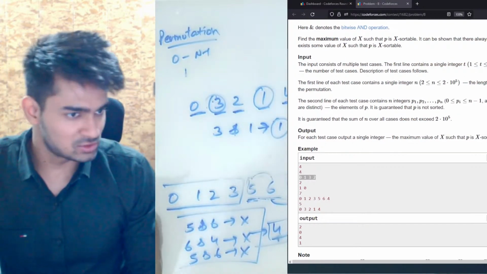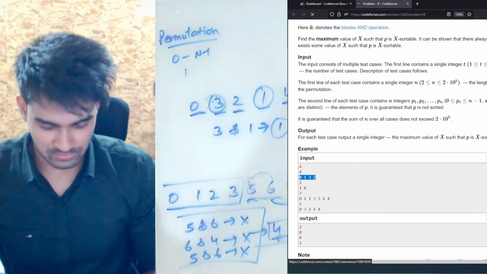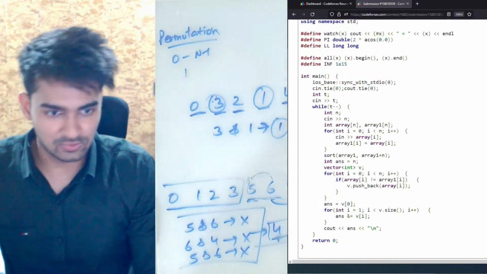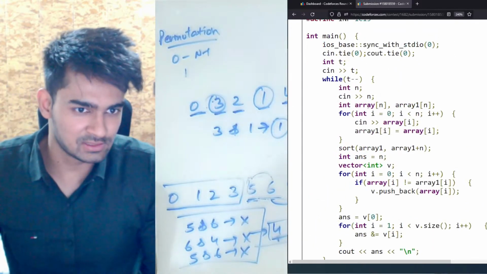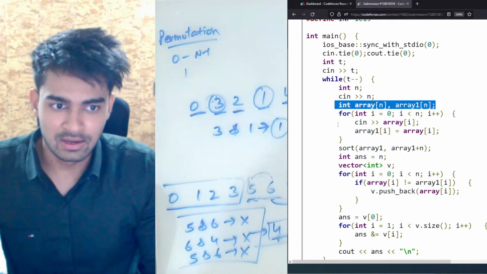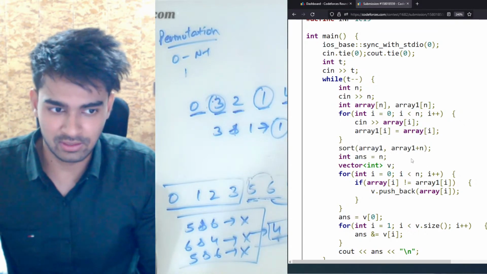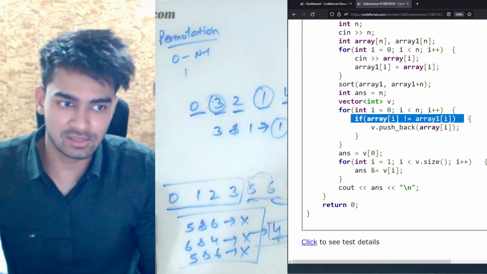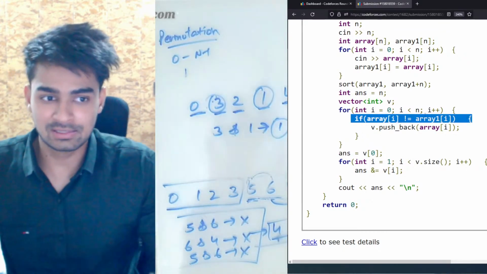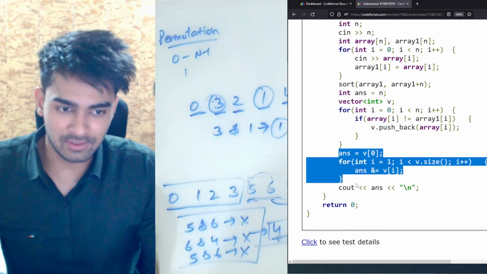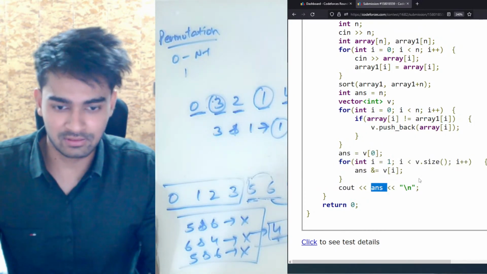Let me just show you the code as well. This is how I coded it. First, I scanned the complete array. I made another copy of the array with the name array1 and sorted it. Then I just saw which indexes are not at their right place. Whichever indexes were not at their right place, I inserted them into a vector, found the bitwise AND of the complete vector, and returned the answer, and that's it.